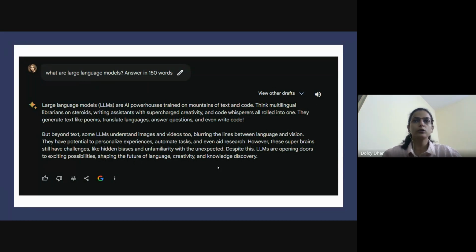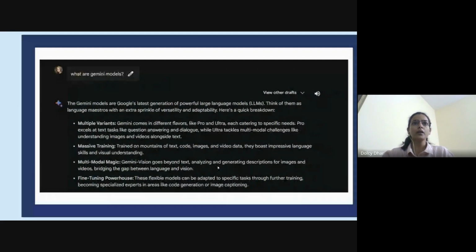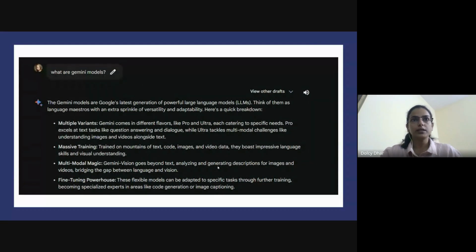On this slide, I also want to make a note of one more thing. What I have sent to the Google Bard Gemini LLM is: what are large language models? Answer in 150 words. This is one of the major points, that we can ask these large language models to devise answers based on what we need. This is just a small overview of large language models because I don't want to go deep into this, as we'll see what it exactly does overall. I also asked the Bard LLM what Gemini models are, and this is the answer I received. Multiple variants, massive training, multimodal magic, fine-tuning powerhouse.